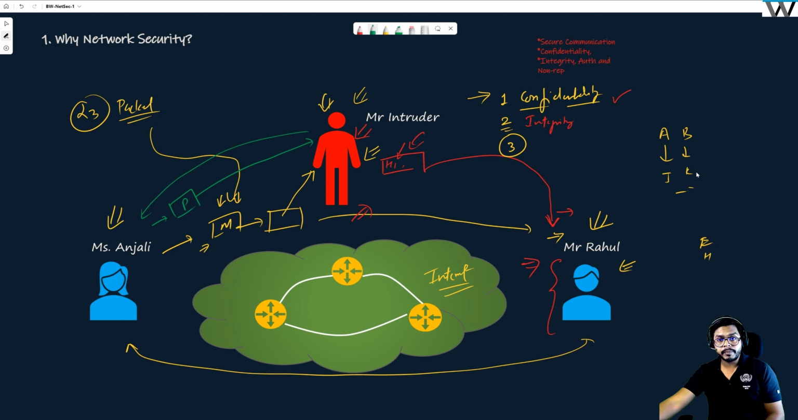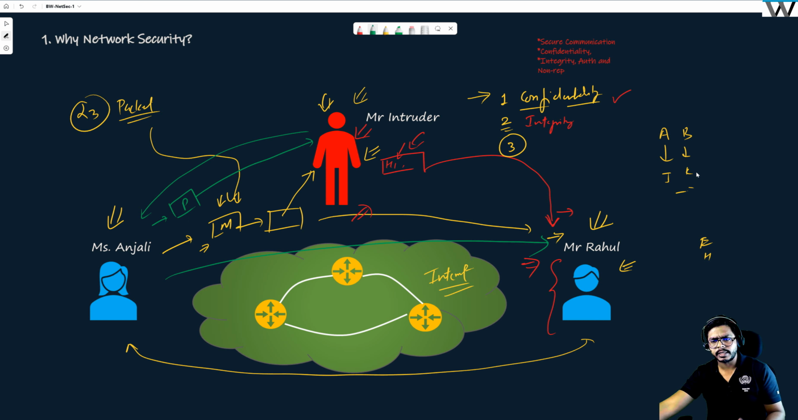This is the problem. It means that leave aside confidentiality, leave aside integrity. First thing first, you always need to check whether you are talking to the right entity or right party or not. Right? The art or the process with which you are going to be sure that you are talking to the right party is known as authentication. It means that if you are talking to Mr. Rahul from here to here, Mr. Rahul is going to authenticate himself to you.